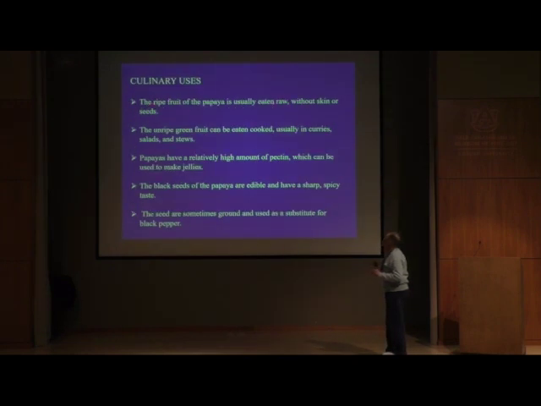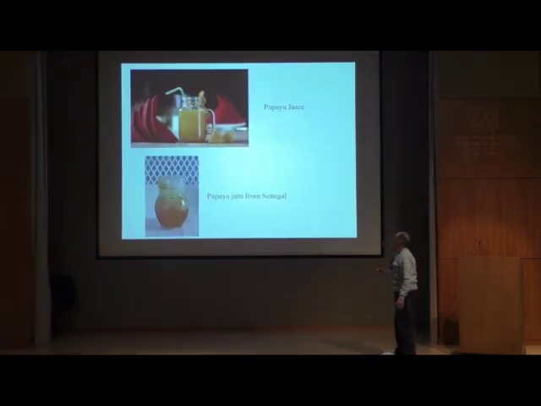Ripe fruit or the green fruit can have a high amount of pectins. You can make jellies, okay? The black seeds are edible and have a sharp taste. Actually, I wouldn't say they are edible. They could get you in trouble. The seeds are sometimes roasted and ground, and then you use them like pepper, okay? That's your juice. Your jellies.